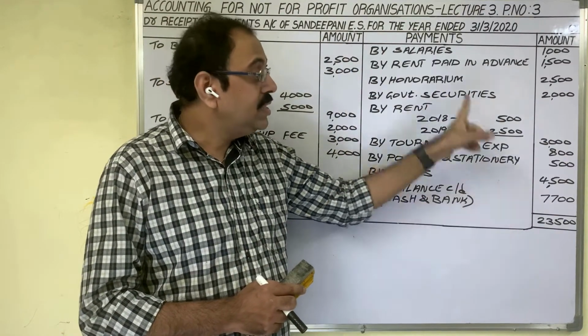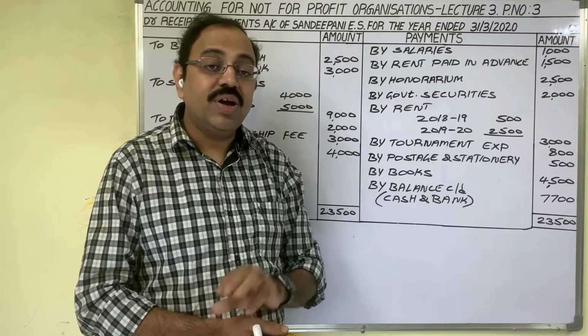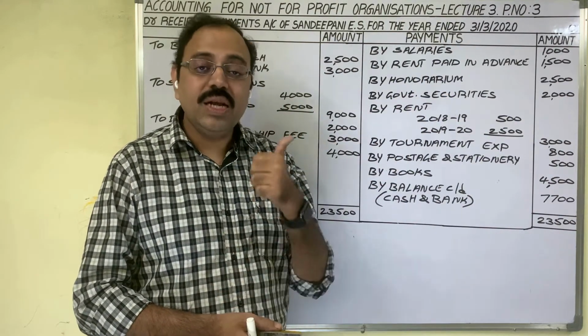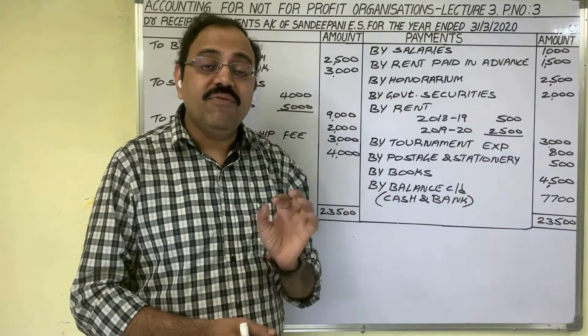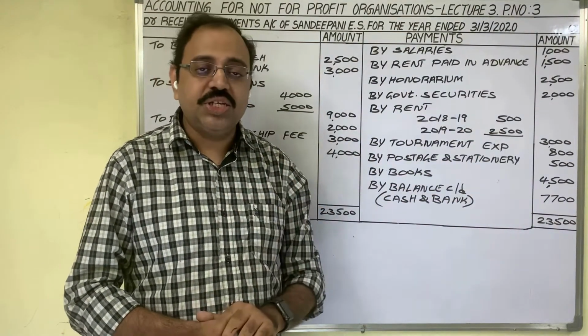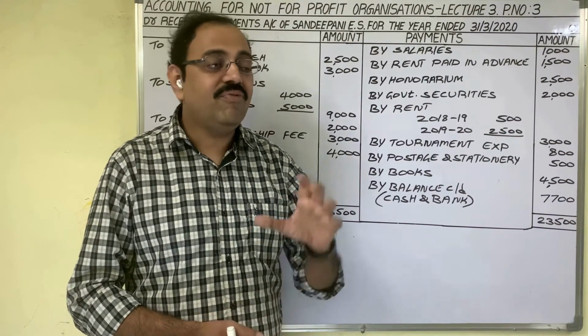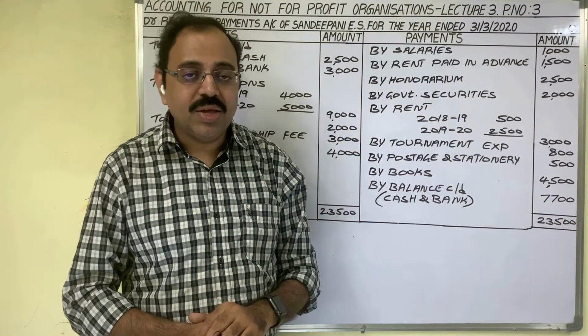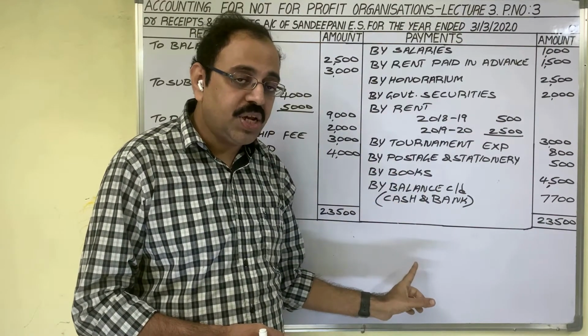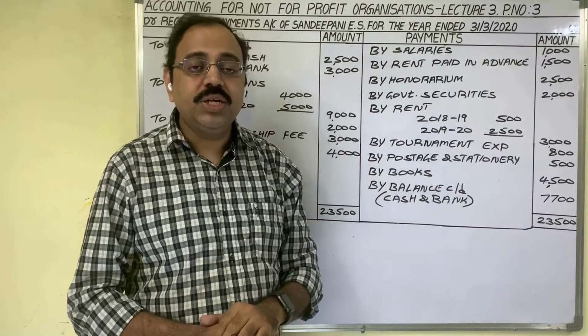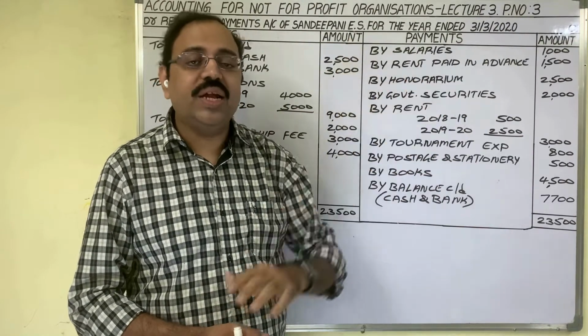So we prepare the receipts and payments account for three reasons. Reason number one, it is a statutory obligation. Every not-for-profit organization should submit their financial reports, nothing but the receipts and payments account, income and expenditure account, and balance sheet to the Register of Societies.